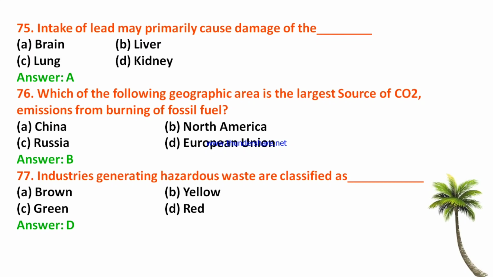Next, number 76. Which of the following geographic areas is the largest source of carbon dioxide emissions from burning of fossil fuel? China, North America, Russia, or European Union? And the correct answer is North America. Number 77. Industries generating hazardous waste are classified as brown, yellow, green, or red. And the correct answer is red. Industries generating hazardous waste are classified as red.